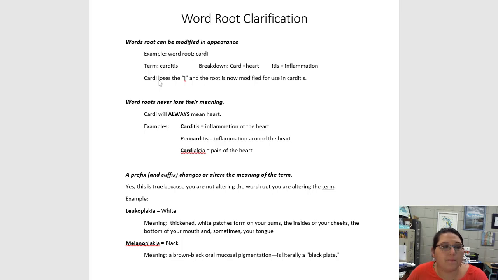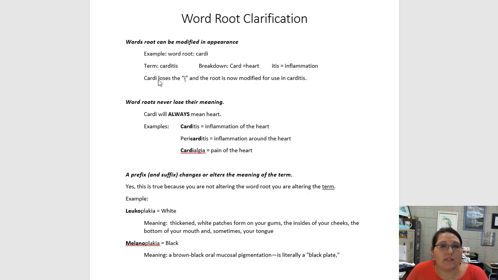That makes sense. Word roots never lose their meaning. For example, carditis, pericarditis, and cardialgia all have to do with the heart. That's never going to change. What does change is the context. Now we have inflammation of the heart, inflammation around the heart, as well as pain in the heart.